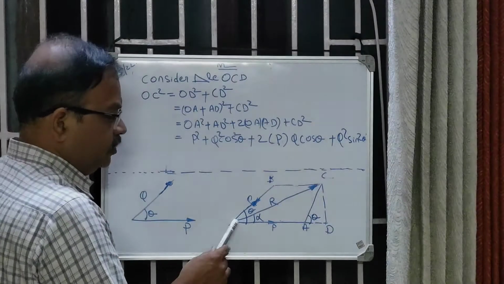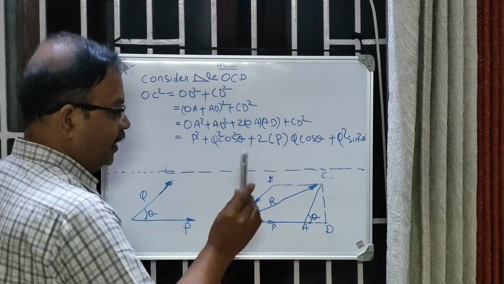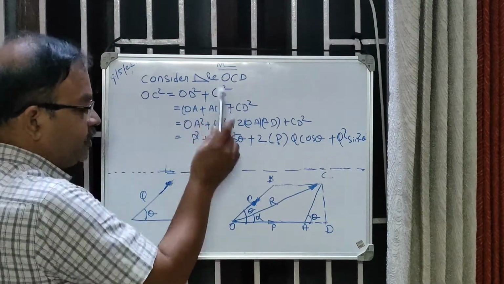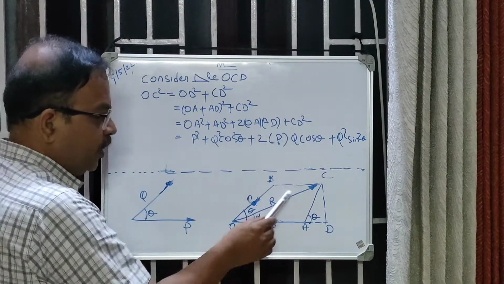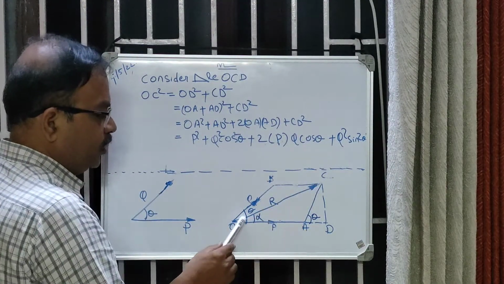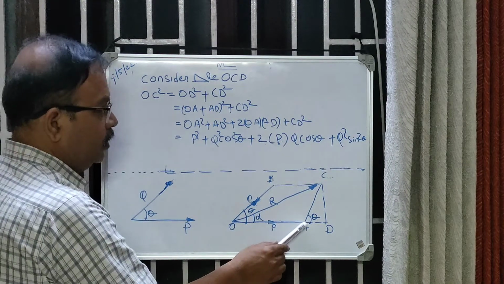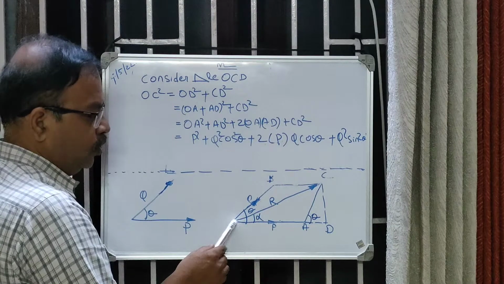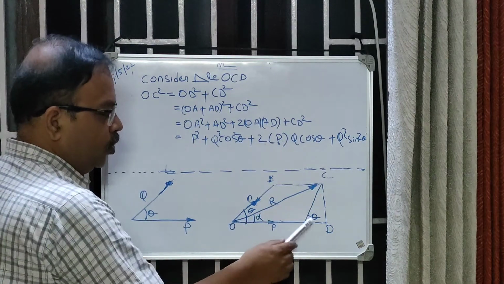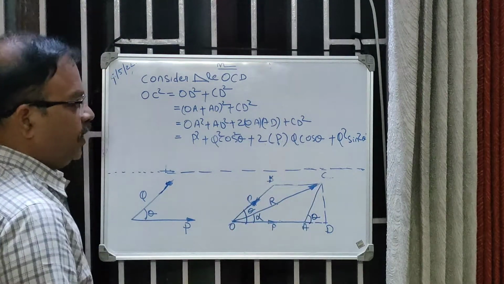Bigger triangle OCD. Now for this triangle we are applying the Pythagoras theorem. OC square equal to OD square plus CD square.